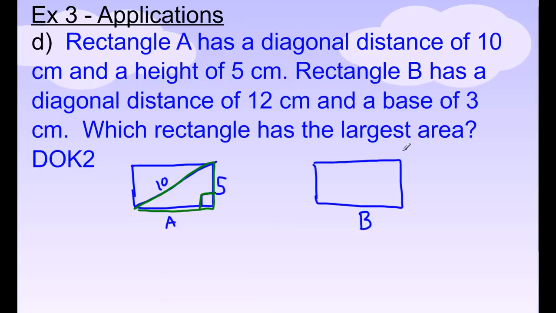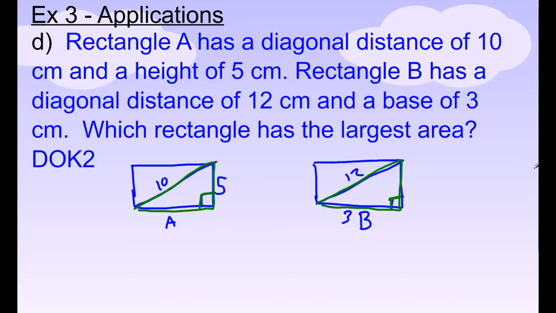On the other side, rectangle B has a diagonal distance of 12 centimeters and a base of 3. Obviously my picture's not to scale, but you get the idea. And again, right triangle, diagonal distance, this side, right angle makes a right triangle, which means for both of these problems we can use the Pythagorean theorem.